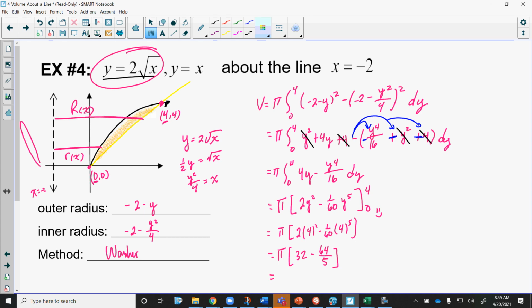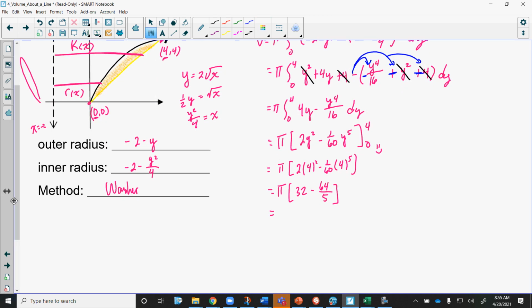Getting a common denominator here, we end up with 96 pi over 5 cubic units.